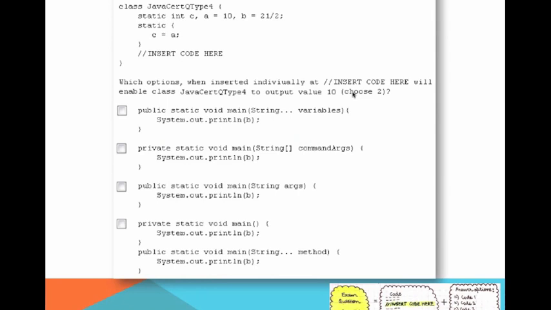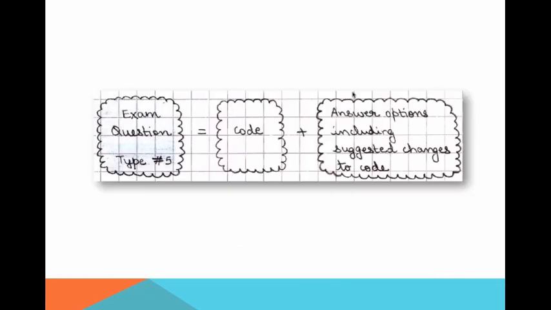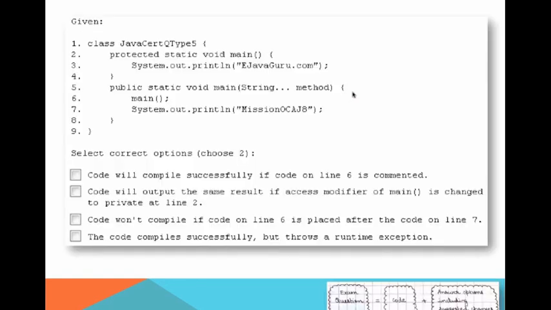So here's an example. In this question, you have a placeholder and the question asks you to select the correct options, which when inserted at the placeholder would give you the value 10. Now the next type of exam question is the one which has code and the answer option would include some suggested changes. So here's the example, and in this example, after reading the code, you have to select the options which would work as mentioned in the options.